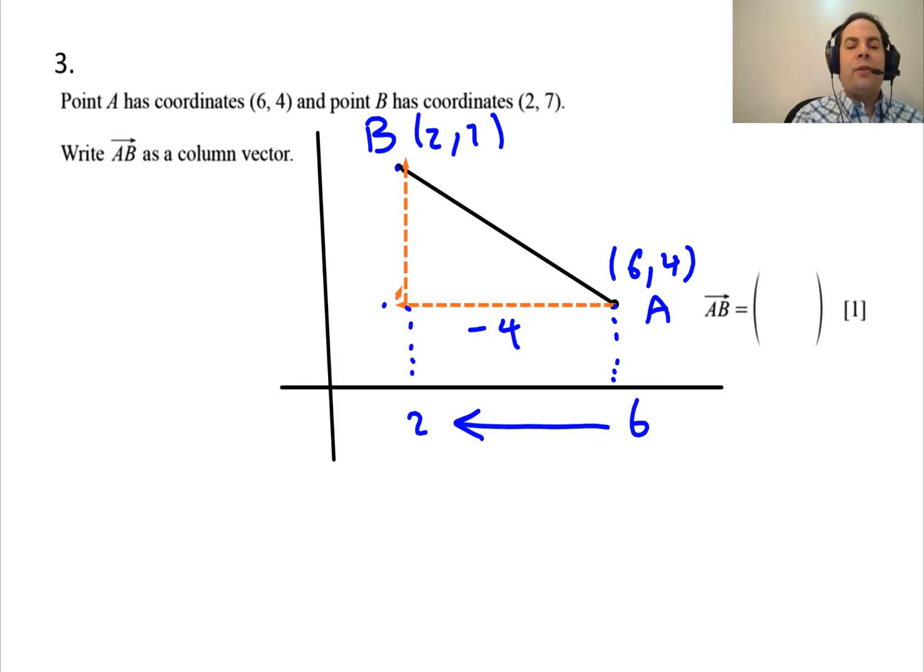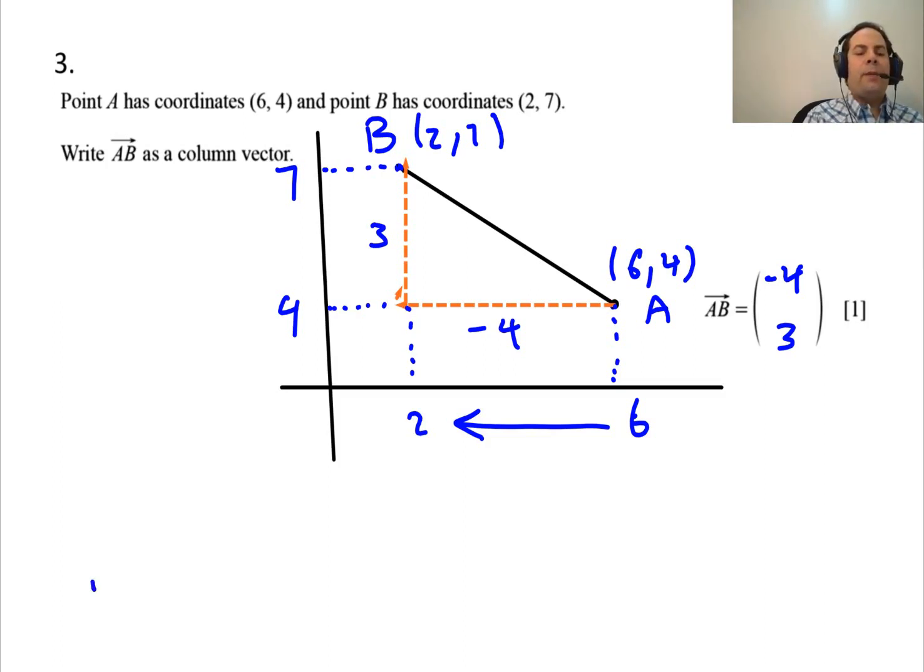Then from this point, 4, and this point is 7. To move up from 4 to 7, it's 3 units. So the answer is -4 and 3. How can I find the vector? It's only one mark. Directly, mentally, you can subtract in your mind and check that your answer is correct by looking at 7, then 4, then 2, then 6.